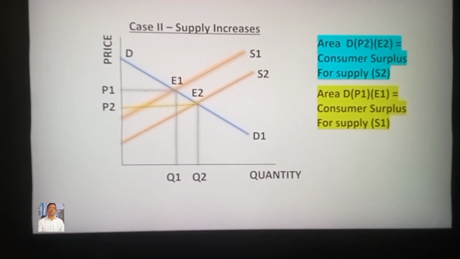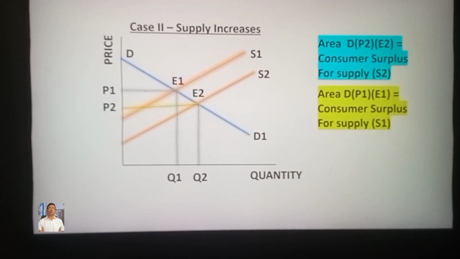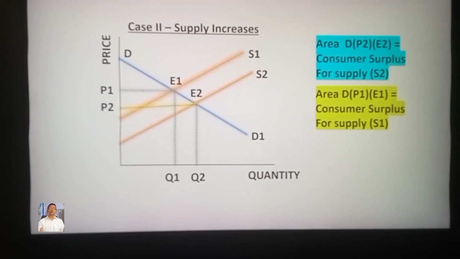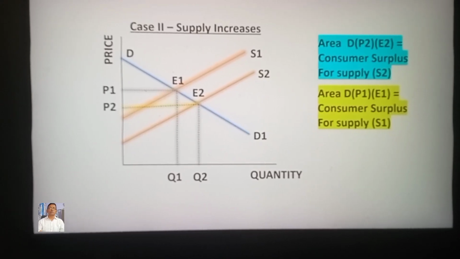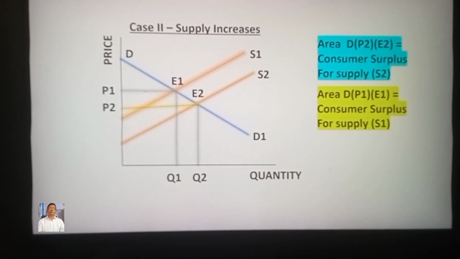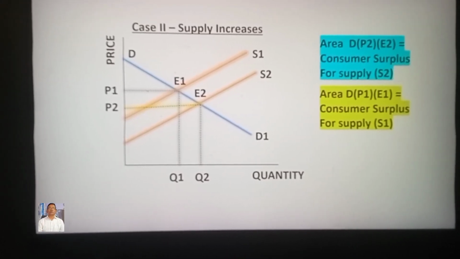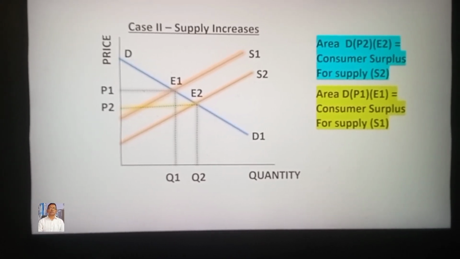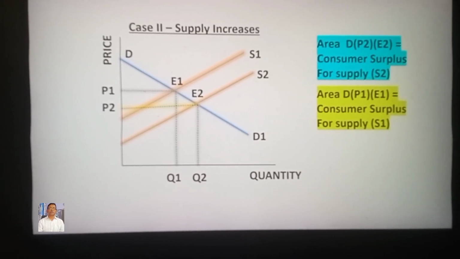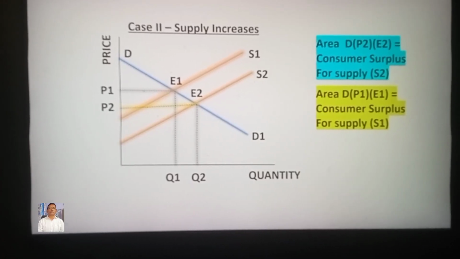Case 2. Supply increases. An increase in supply causes a decrease in the price of goods or services in the market from P1 to P2, as well as an increase in quantity from Q1 to Q2. As a result of the decrease in price, the number of people that are willing and able to pay a lower price than the market price increases.